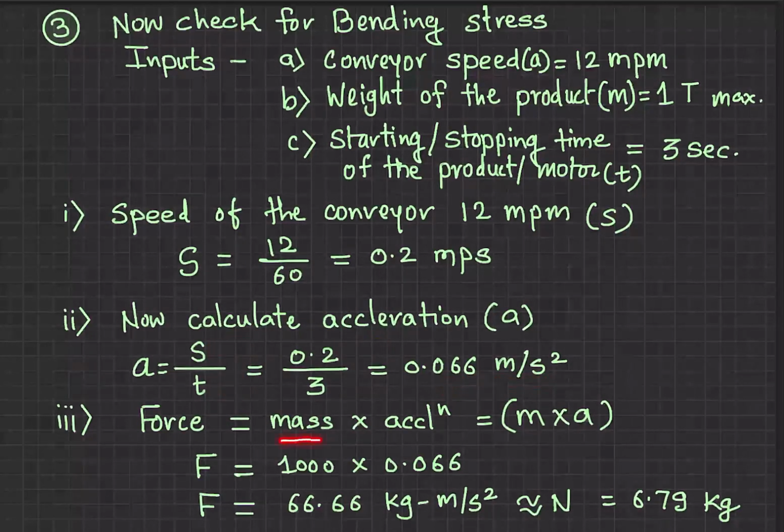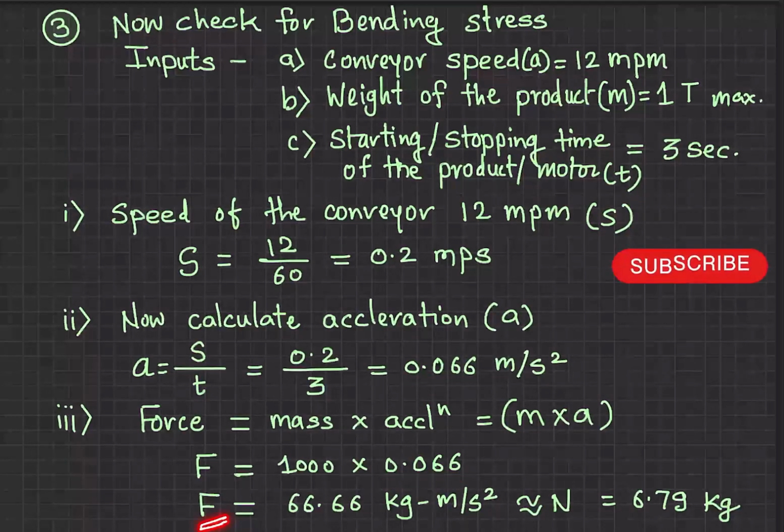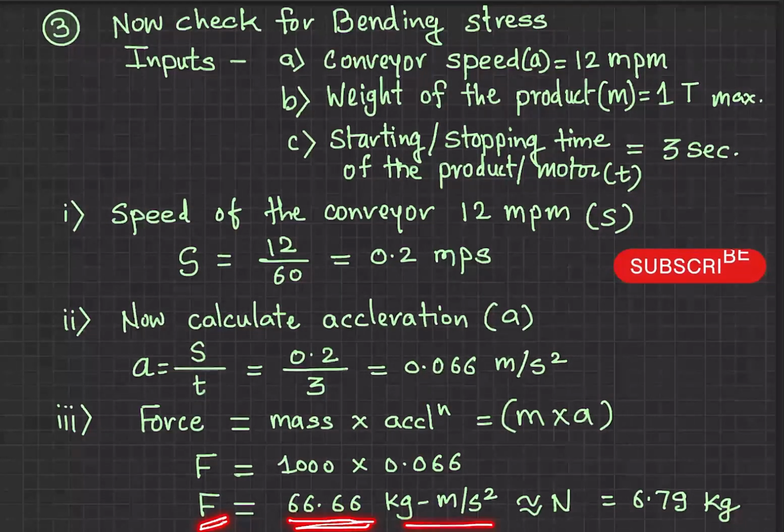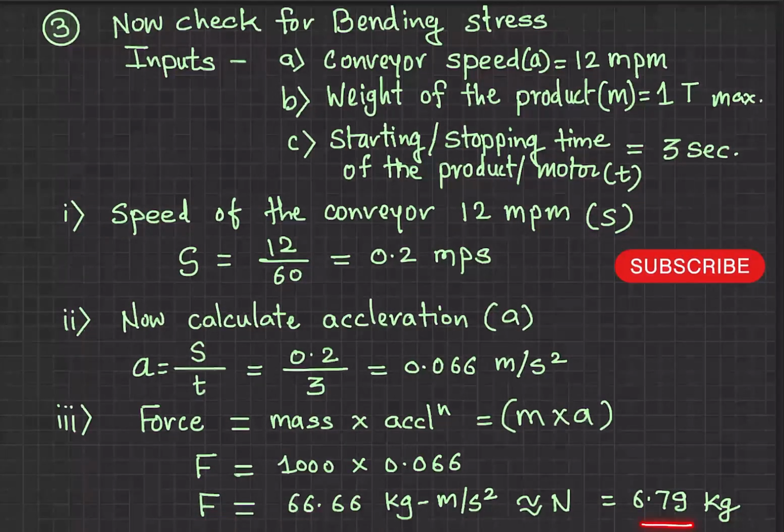We will calculate the force by the formula of mass into acceleration. Mass is nothing but 1 ton and acceleration is nothing but 0.066 meter per second square. So F, which is the force, comes to 66 kg meter per second square, which we call a Newton. So 6.79 kg is the force that can be applied.